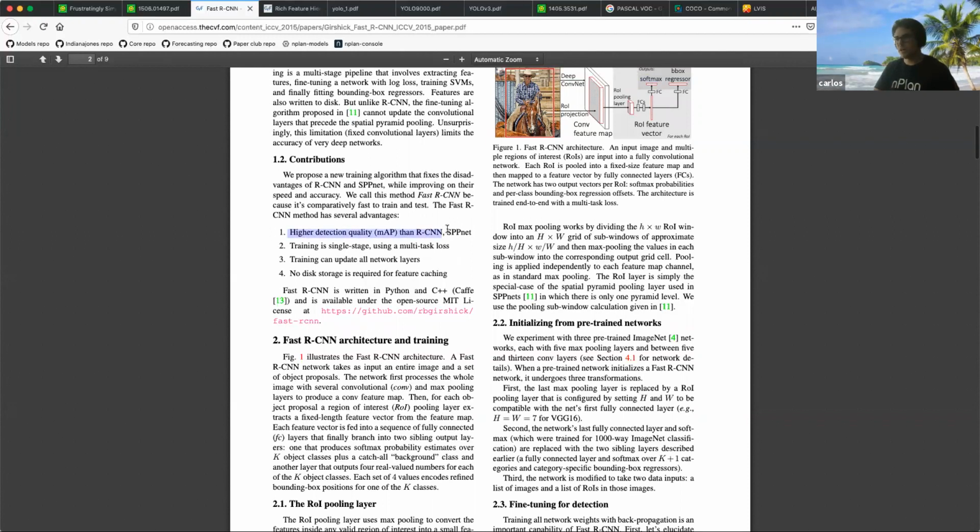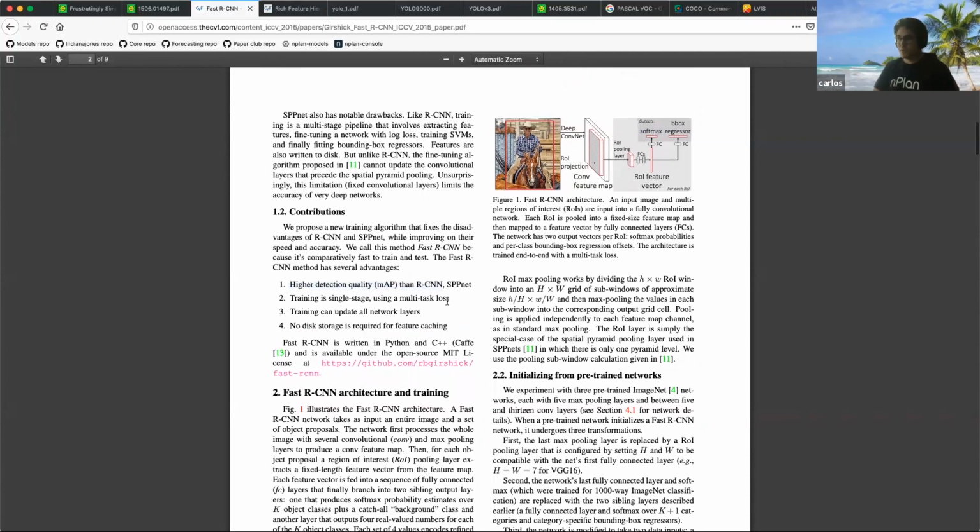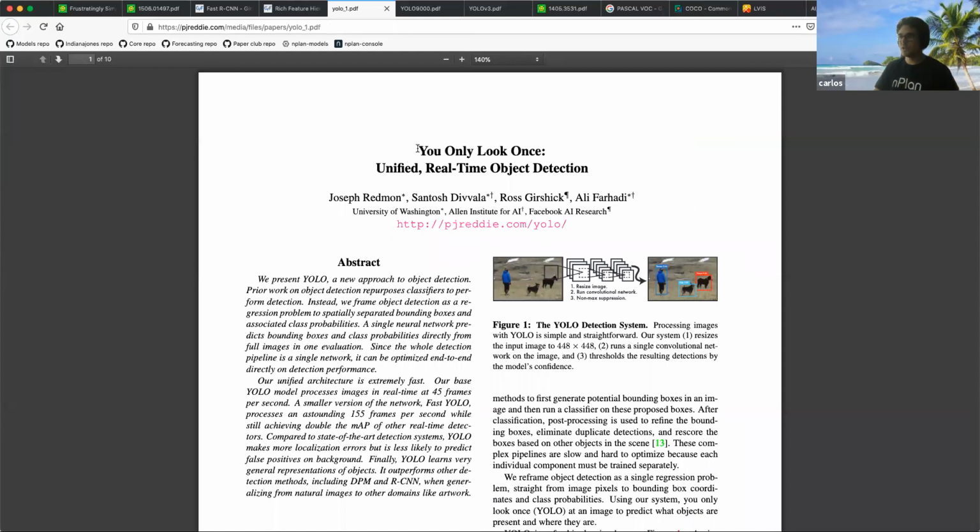And this was a big improvement over RCNN because mainly it was a lot faster, but also it had higher detection accuracy. However, it still had the problem that you need this secondary algorithm that is proposing regions for the convolutional network to classify.